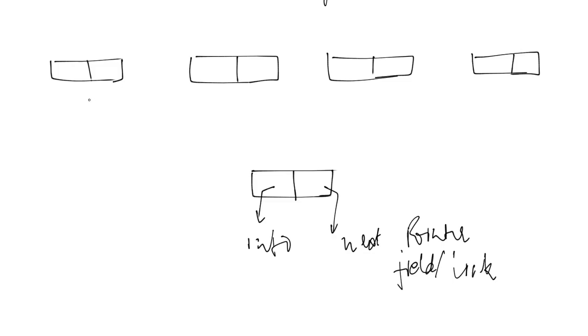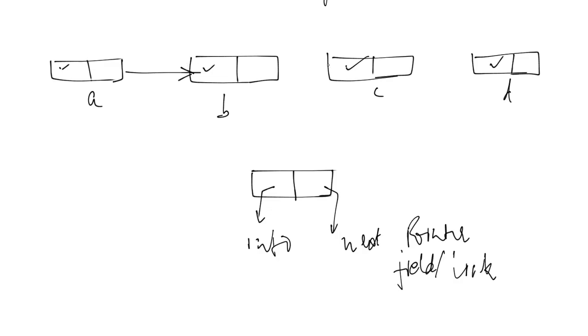So if this is node A, this is node B, this is node C, and this is node D. In the info field we keep the data, and if node A and node B are supposed to be connected, then we place the address of node B into the link field of node A. Then A and B get connected, and the connectivity is shown by the arrow sign. This arrow represents the connectivity between these two nodes.